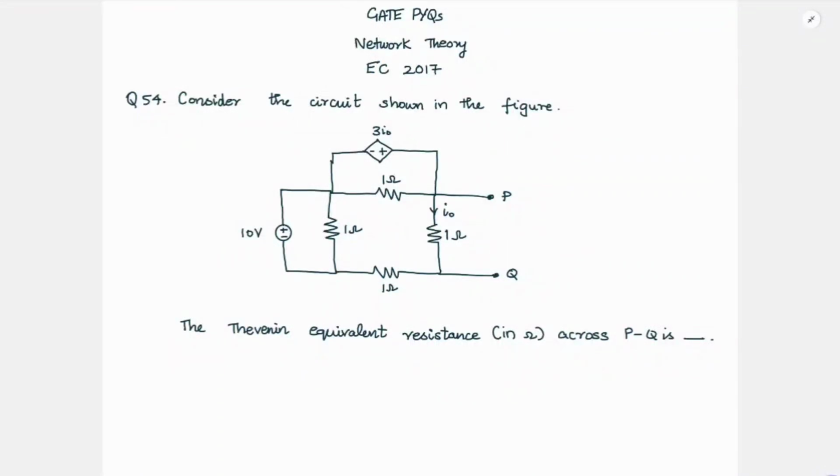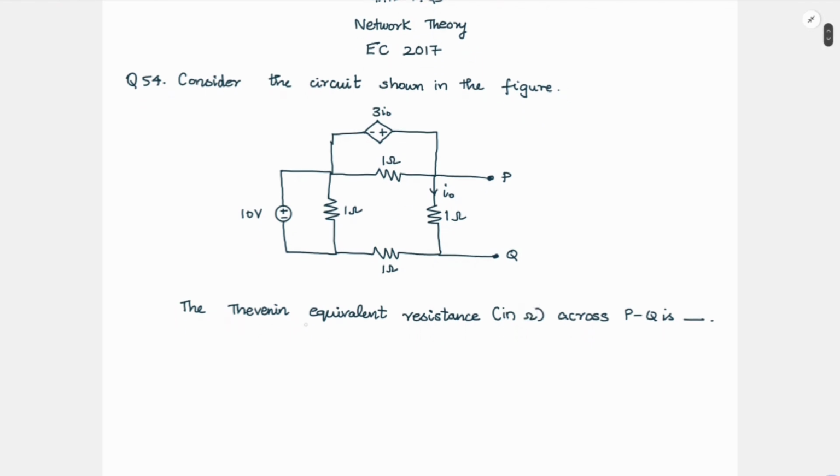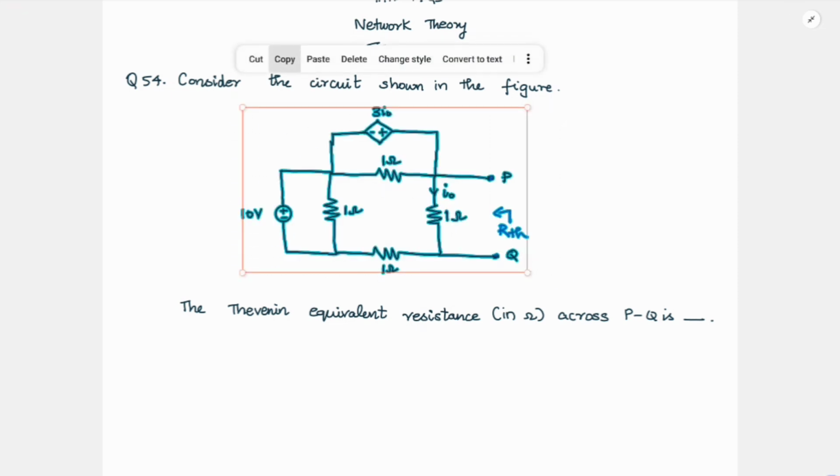Guys, welcome back. So this is a question from GATE 2017 on network theory. Consider the circuit shown in the figure. This is the circuit and they're asking us to find the Thevenin equivalent resistance across P and Q. So these are the terminals PQ, and we need to find the Thevenin equivalent resistance across these terminals. So this is again our standard simple question.